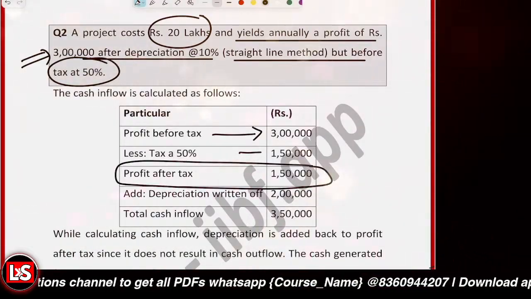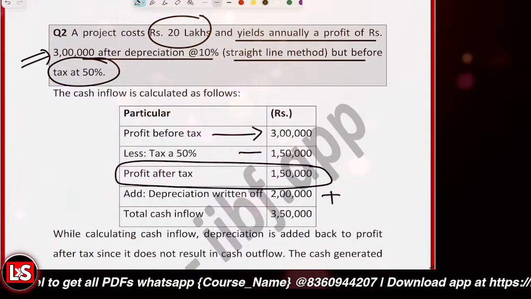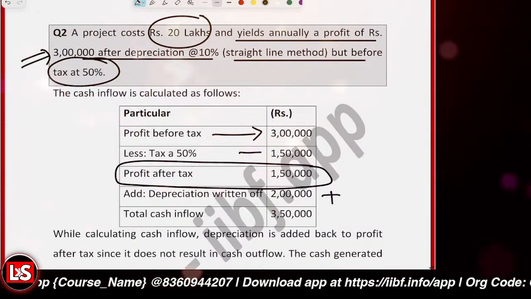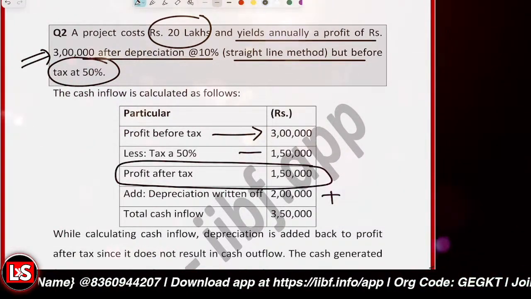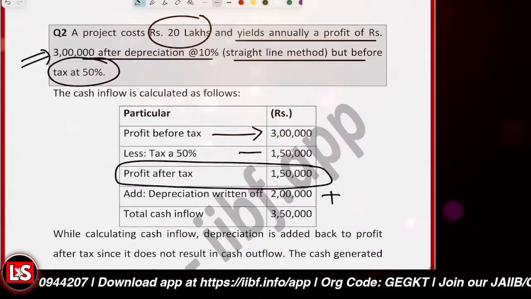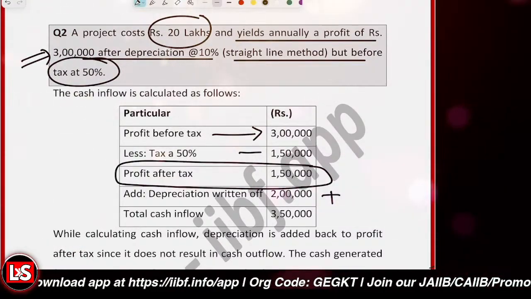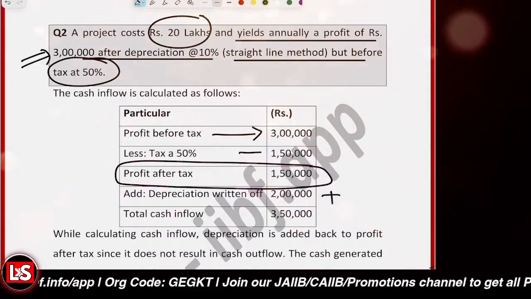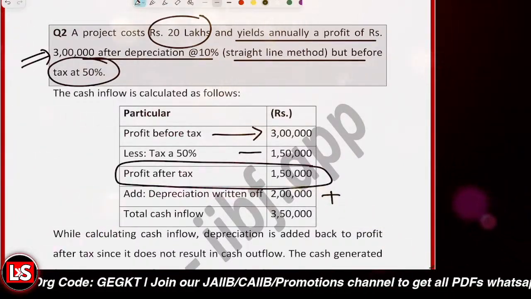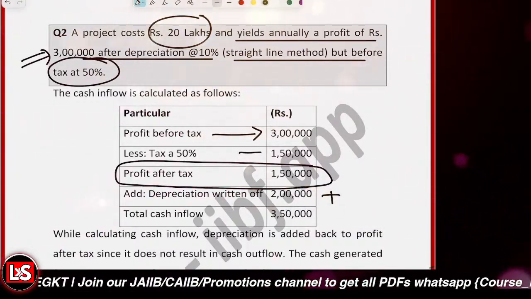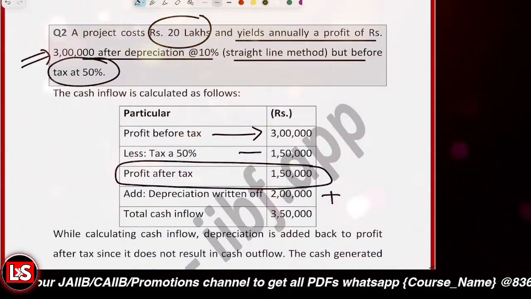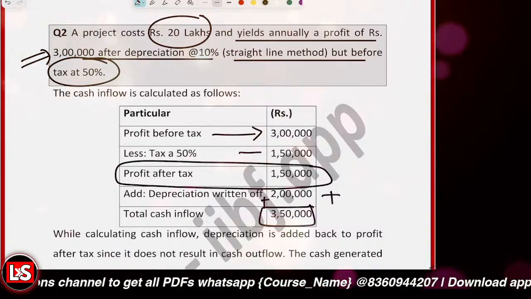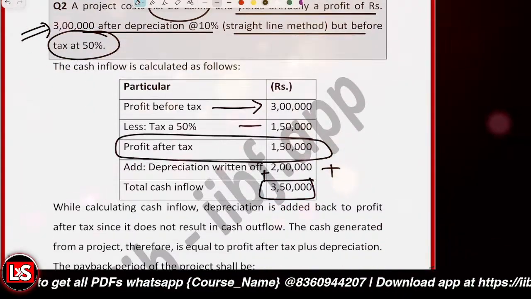But we are to add back rupees 2 lakh. Why is the depreciation being added again? Because depreciation is a non-cash expense. That's why we add it again. So the total cash flow will now become 1,50,000 plus 2 lakh rupees, that is 3,50,000 rupees.